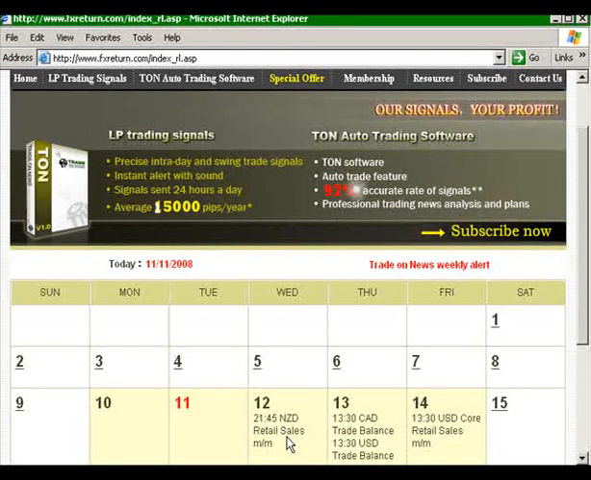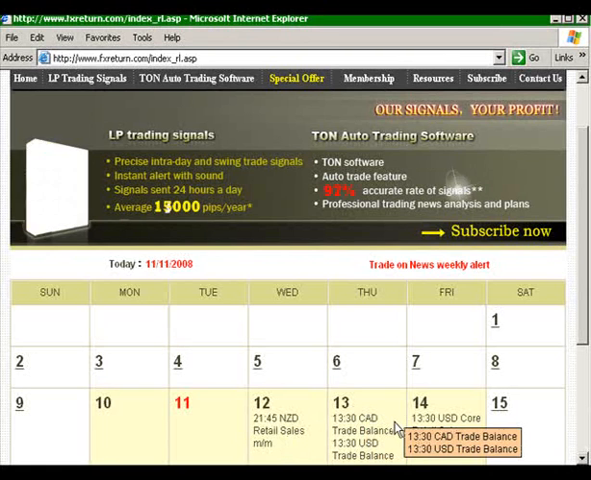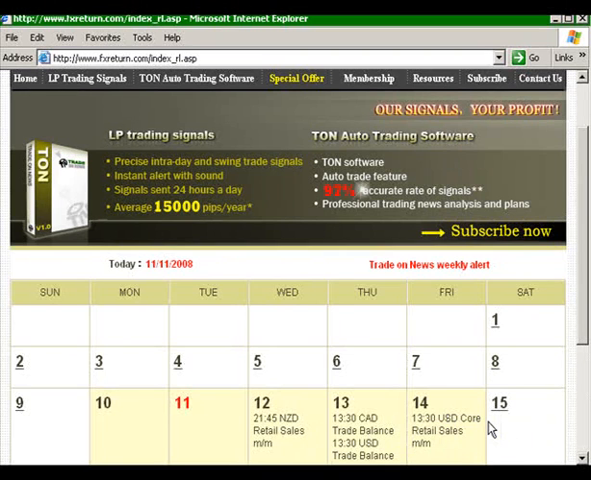21:45 retail sales tomorrow out of New Zealand. We look at Thursday's 13:30 GMT U.S. and Canadian trade balance figures come out, followed up by Friday's U.S. core retail sales. And that's what we've got. So light news events this week. And so maybe it'll be a little bit more technically driven as we get further into the week.